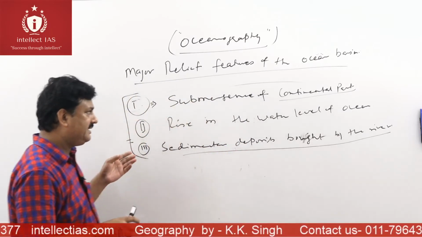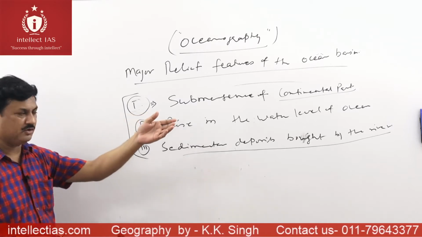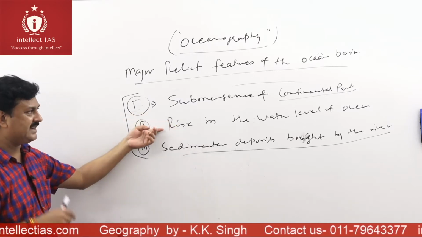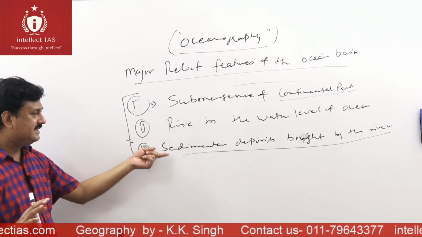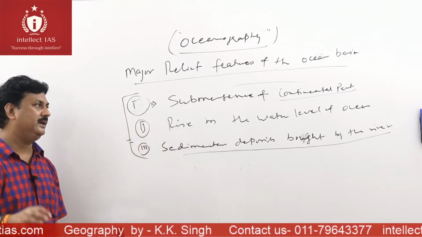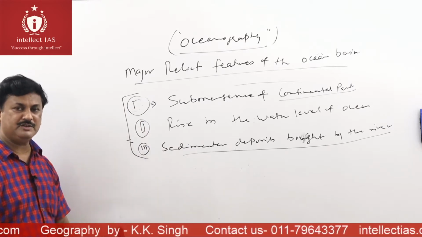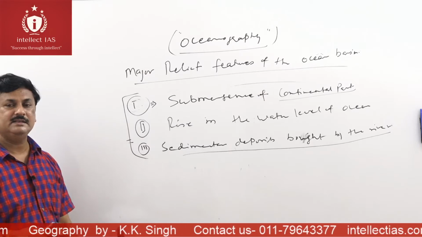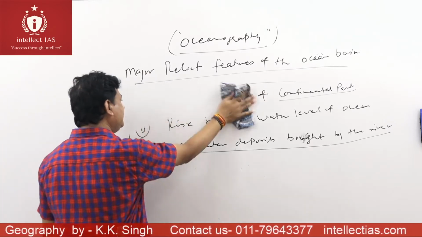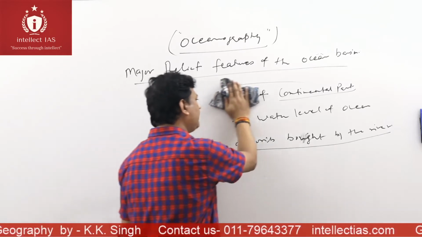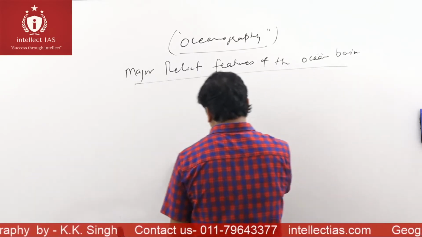So these are the three reasons behind the birth of continental shelf. First is submergence of continental part. Second is rise in the water level of ocean. And third is sedimentary deposits brought by the rivers. Okay. Now this continental shelf is very important for human being. Why is it important? Look here.